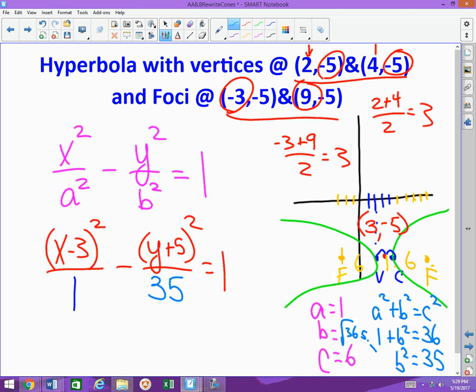That makes our asymptotes have slopes of the square root of 35 over 1. So then that's actually, my drawing should be more along the lines of this, since the slopes are almost like 6 and a -6 through that point.